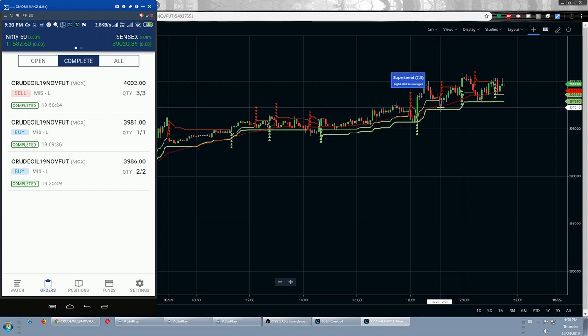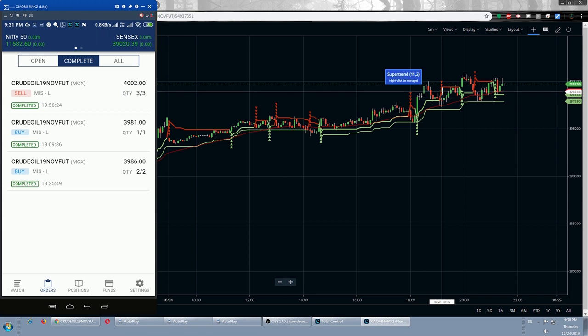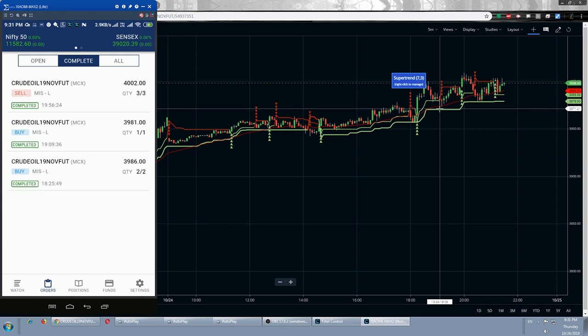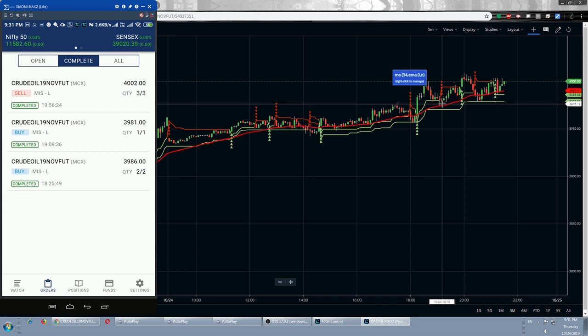The 1905 candle was testing the super trend, the first super trend. It had not changed the direction. The direction changed in the 1910 candle, but I took the entry in the 1905 candle. So I took the position at 3981. I added one more mega lot of crude oil. Now immediately after that, in the 1910 candle, super trend changed its trend from uptrend to downtrend.